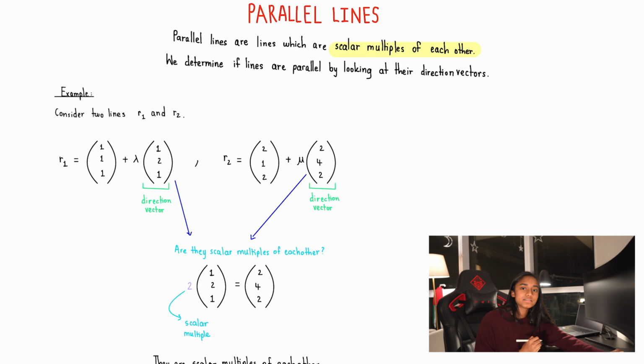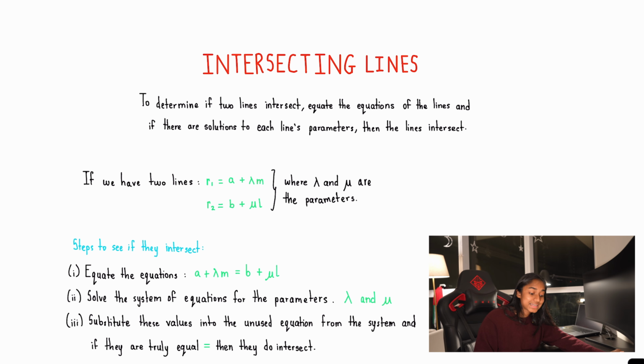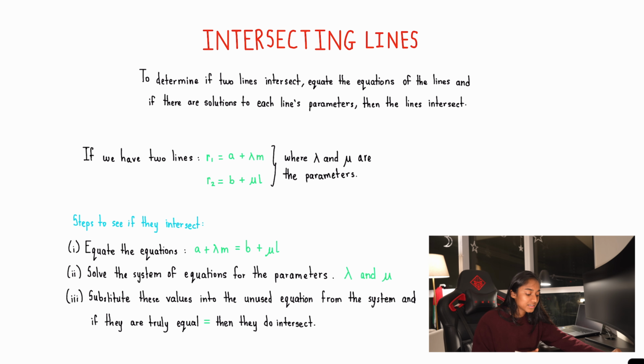So it's very similar to checking if vectors are parallel to each other. Are they scalar multiples? If yes, then they are parallel. If not, they're not parallel. Very simple. Now we can look at intersecting lines. To determine if 2 lines intersect, equate the equations of the lines, and if there are solutions to each line's parameters, then the lines intersect. So let's go through this.